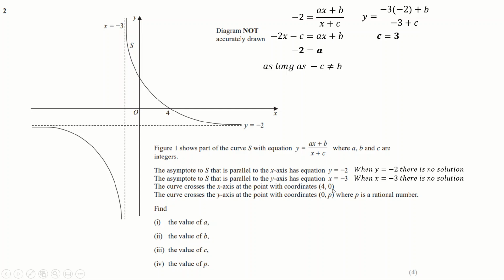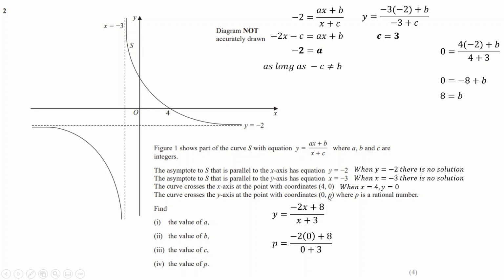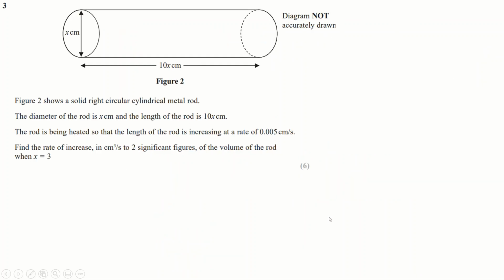It crosses 4, 0, so when x is 4, y is 0. If we just put those two values in, and now knowing that our a is this and our c is that, we end up with, well, it doesn't really matter actually what c is here, because we just need this thing to be 0. And so b is 8. And that's basically all we need, because now we've got the formula for the thing, and now we say, well, when x is 0, y is p, put those in, and you just get p is 8 over 3, which is a rational number, which is good, so that's going to be the whole thing.